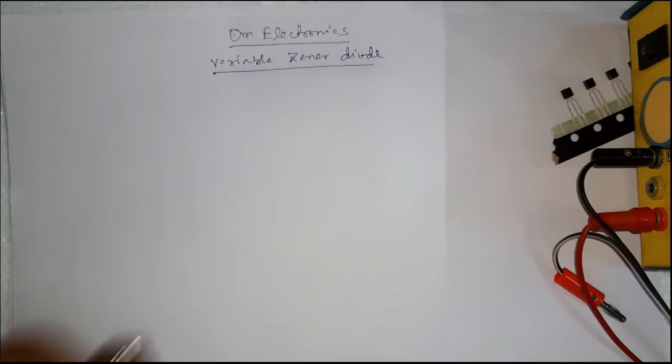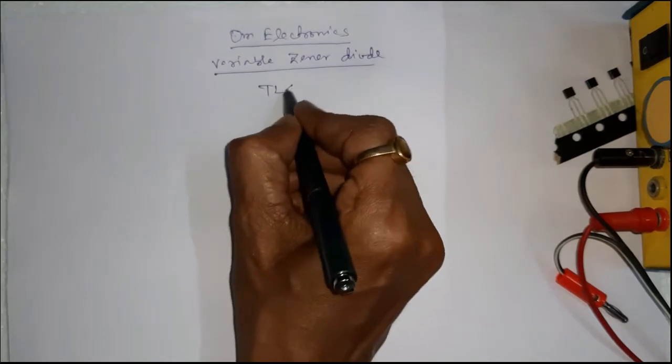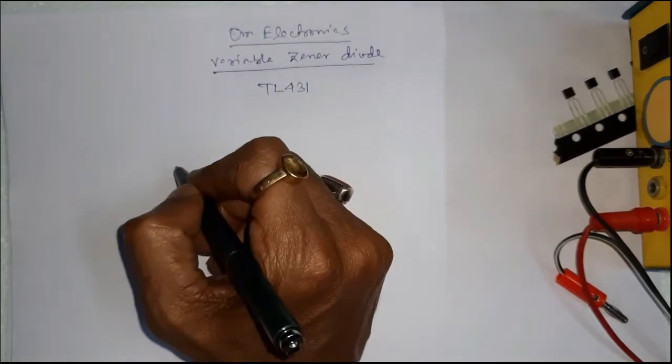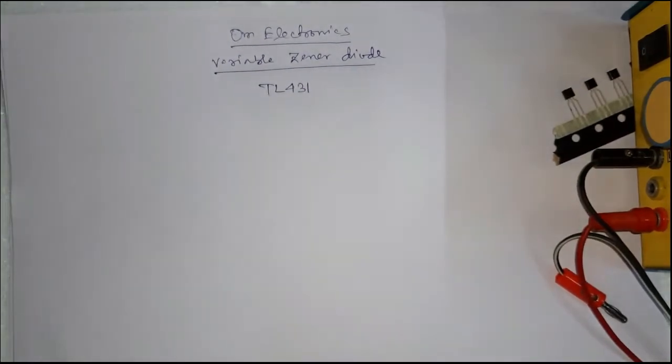Today we will discuss the variable or adjustable Zener diode, the TL431. The TL431 IC is a 3-terminal programmable shunt regulator diode. These monolithic IC voltage references operate as a low temperature coefficient Zener diode. The TL431 is programmable from V reference to 36 volt with only two external resistors.